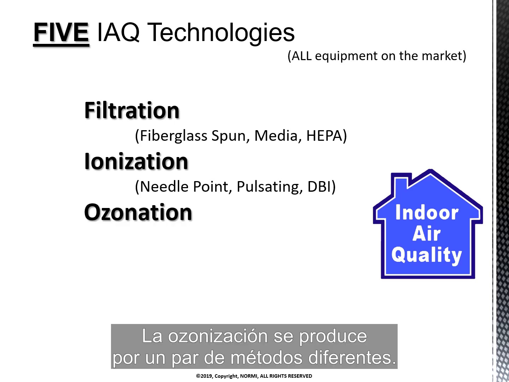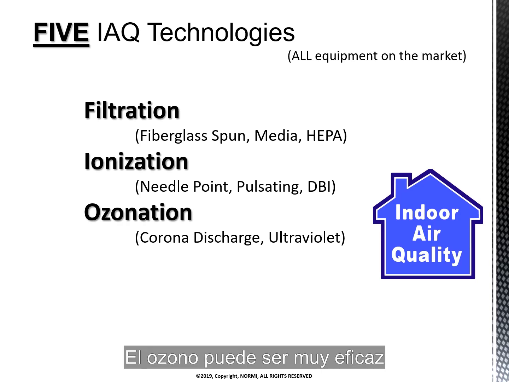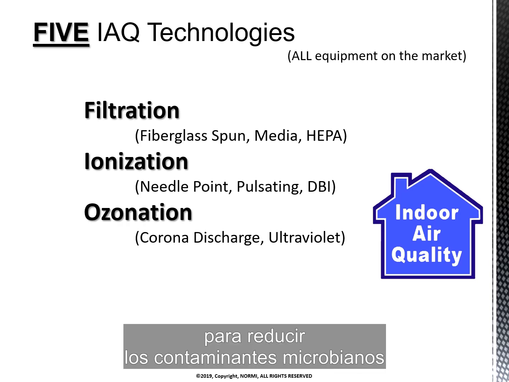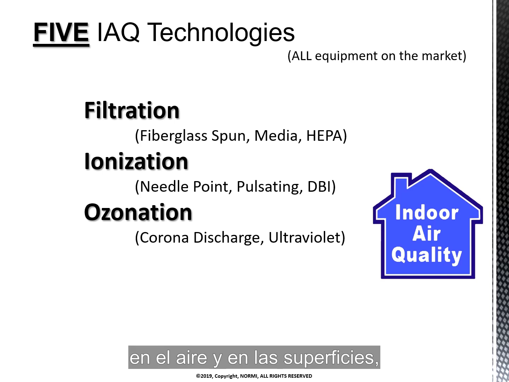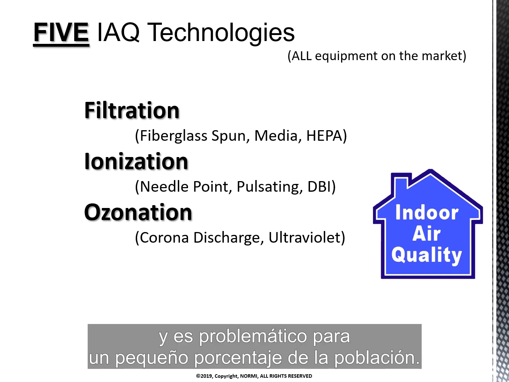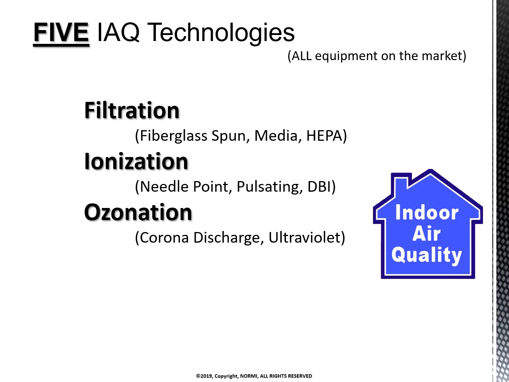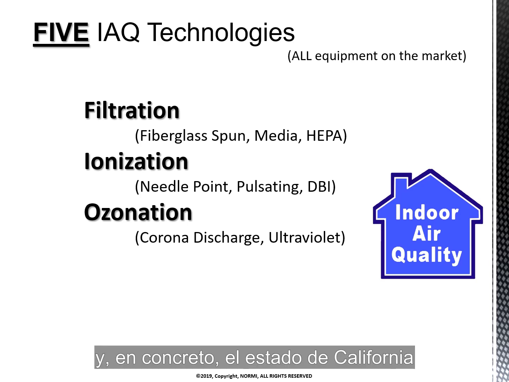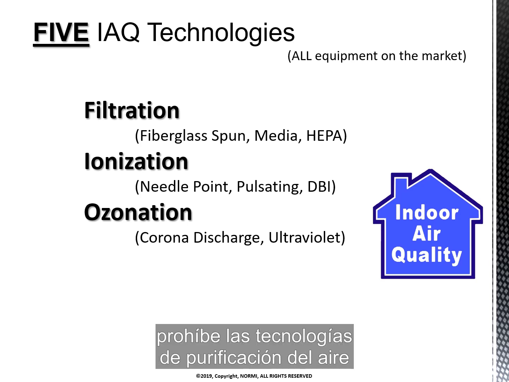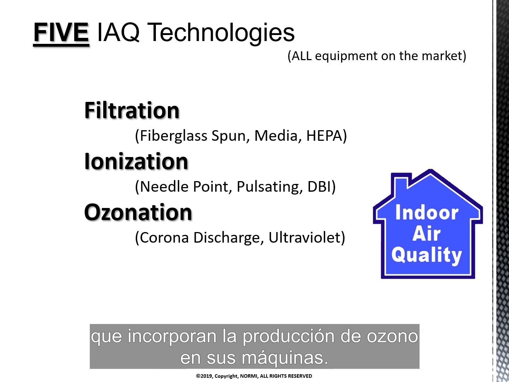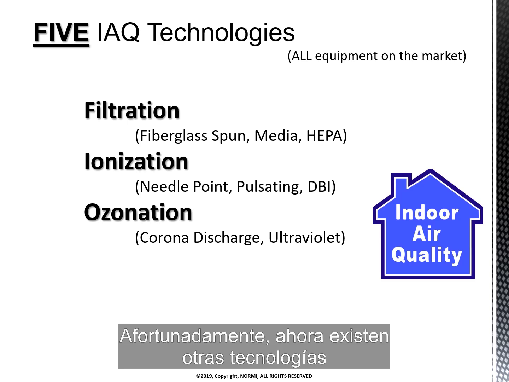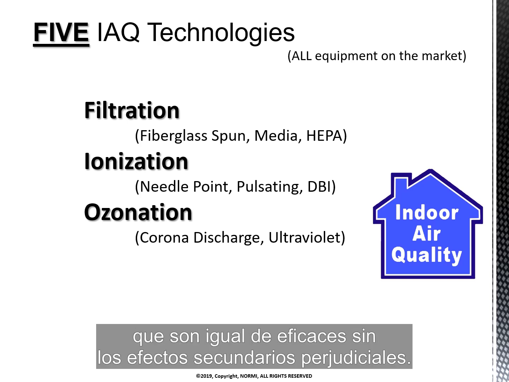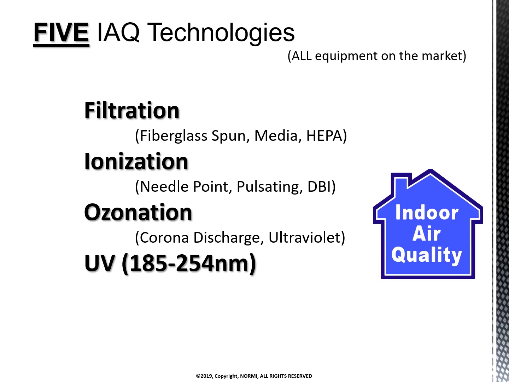Ozonation is produced by a couple of different methods. Ozone can be very effective in reducing microbial pollutants in the air and on surfaces, but it must be closely monitored and is problematic for a small percentage of the population. Ozone production is regulated by some states, and in particular, the state of California bans air purification technologies that incorporate ozone production in their machines. Fortunately, there are now other technologies that are just as effective without the harmful side effects.